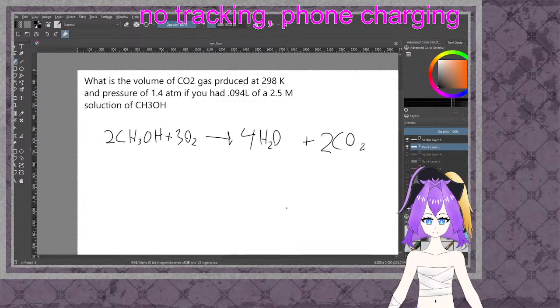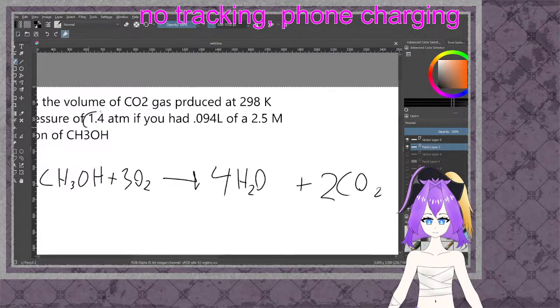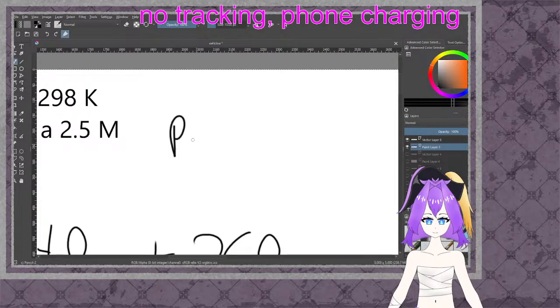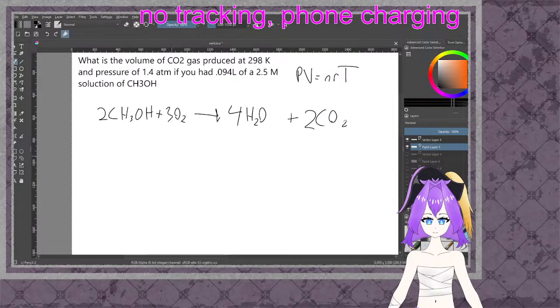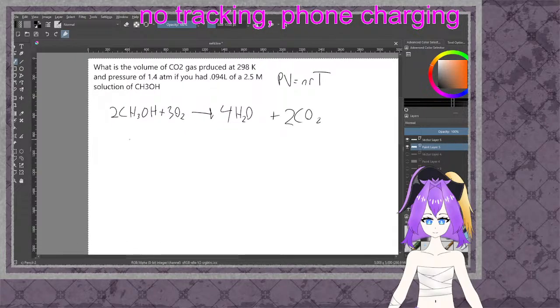So here, what is the volume of CO2 gas? Okay, so because it's giving us all these different numbers, atmospheres, liters, temperature, like pressure and temperature is very important. But just seeing that is a dead giveaway that it's PV and RT. So we need to find the moles first before we can find the volume.